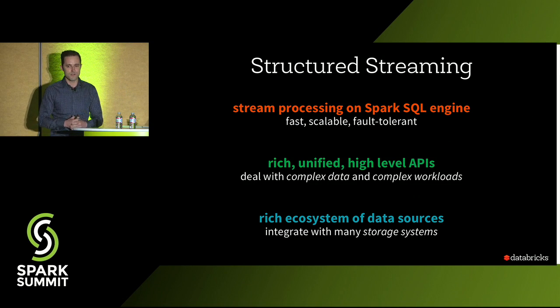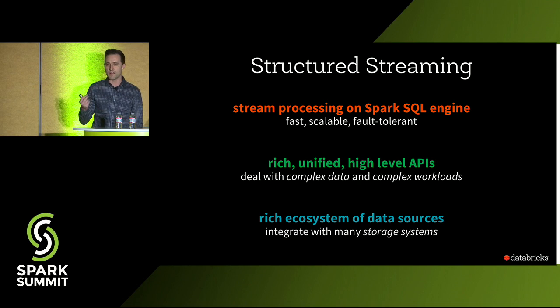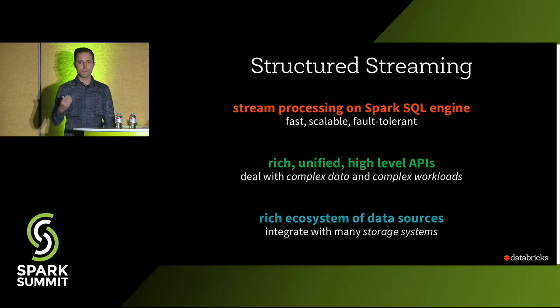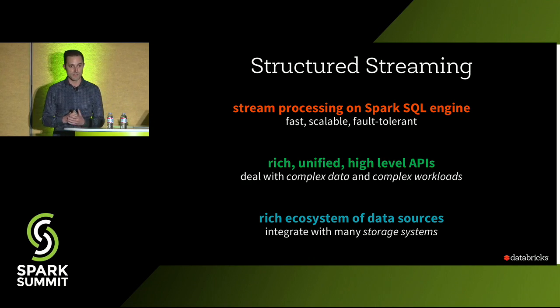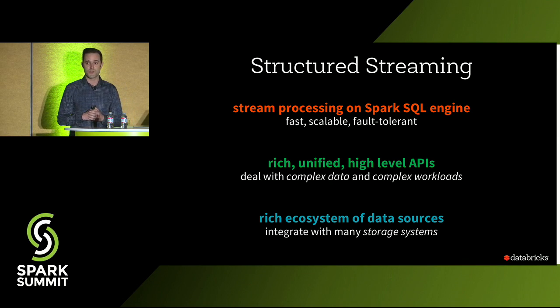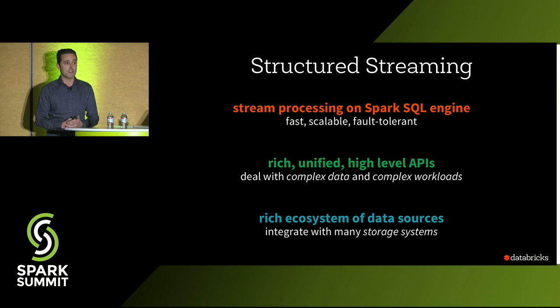So when we created the project, we started with a bunch of ideas. One was that we wanted to take all of the nice things that users liked about Spark SQL and make that available as streaming. This is the internal execution engine, which is fast, scalable, and fault tolerant. We talked about that this morning with some of the throughput numbers, where we were showing how things like Tungsten and Catalyst and whole stage code gen can make a huge difference in terms of streaming throughput.